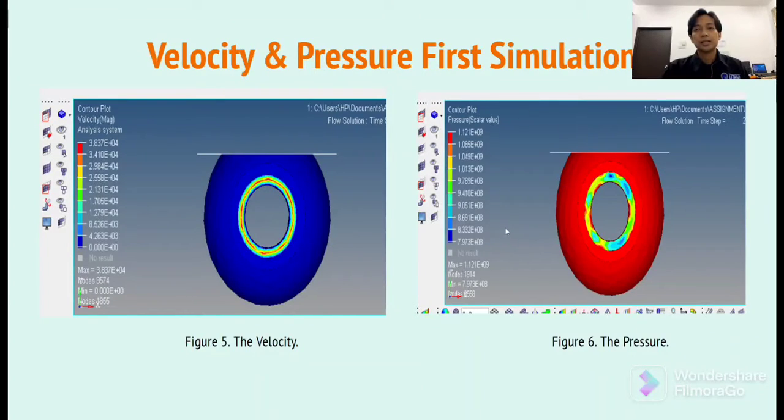Next, we move to figure 6. This shows the simulation of pressure. As you can see here, the red color, which is this and this, shows the maximum pressure, which is about 1.121 exponent 9 Pascal. As you can see here, the blue dot you can spot here is the minimum pressure for the ball valve, which is about 7.973 exponent 8 Pascal. So that's all from me.